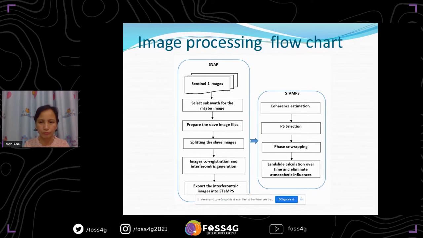because they cannot be analyzed at the same time. So we have to select the subswath for the master image first, prepare the slave image, and then split the slave images. After we do this for each pair of images, we can export to StaMPS and run it. It just follows the steps here.